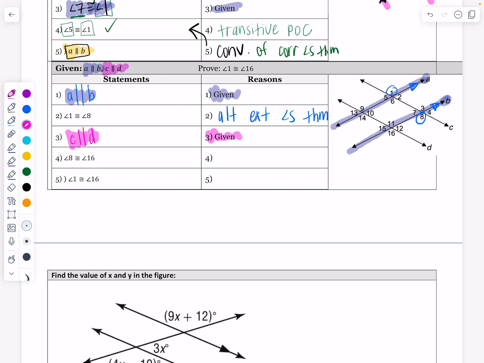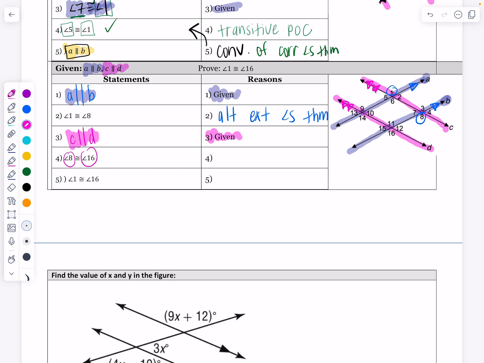Then they give us some information about 8 and 16 from those pink lines. Those pink lines are line C. It's hard when I do it that way. And line D. Those are also going to be parallel. So let me mark those. 1, 2, 1, 2. Those are parallel.